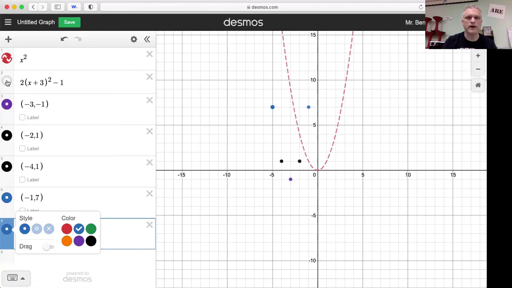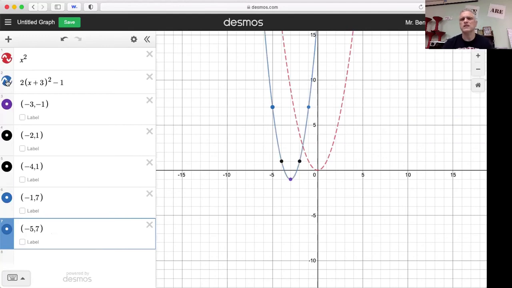Okay, now let's look at our graph. Boom. That's exactly what it looks like. Powerful visual proof that we did these steps correctly. Okay, next up, question 4.